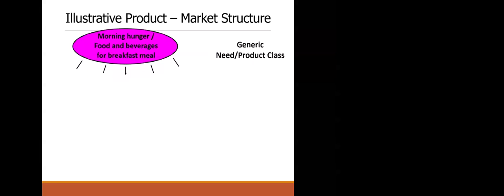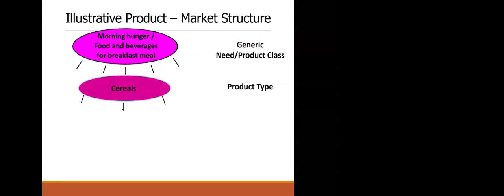So here, morning hunger, food, beverages, breakfast meal. This is like a generic need, right? You wake up in the morning, you're hungry. What am I going to eat? There are all kinds of things you could eat. You have eggs, you have bacon, you could have grits, you could have cereal, you could have oatmeal, you could have a shake. I mean, there are all kinds of things that you could have. So this is a generic need, right? We break that down though.